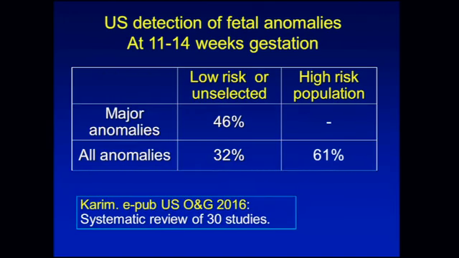In a more recent systematic review that was just published online, the detection rate for all anomalies in the low-risk or unselected population was a little bit lower at 32% instead of 51%. But the detection rate remains high in the high-risk population at 61%.